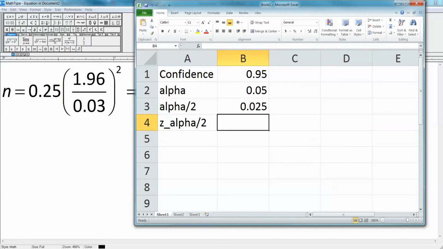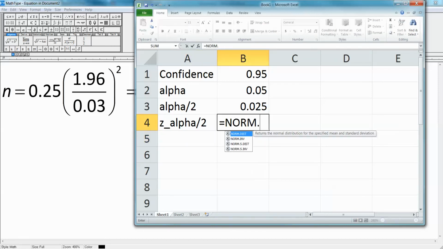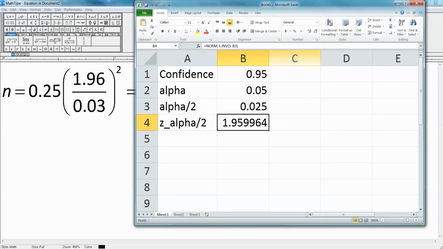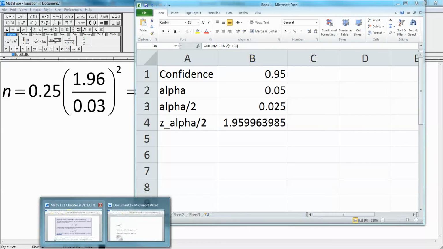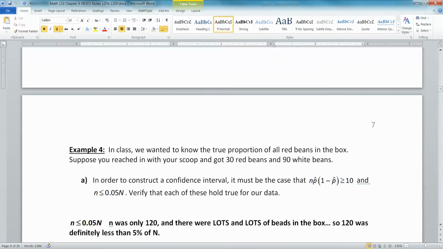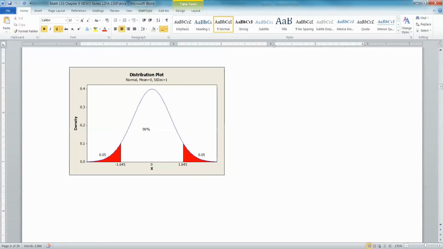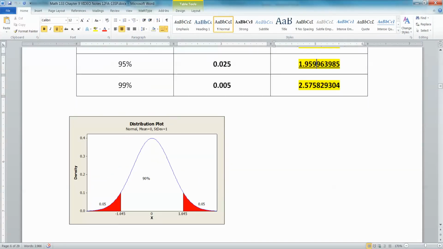The new system you can just say norm.s.inv, and then the probability is 1 minus 0.025. Again, you're trying to do the positive one, the one on the right. If you remember back to the picture, there's one on the right and one on the left. So what I'm doing is making it find the area in the whole tail.